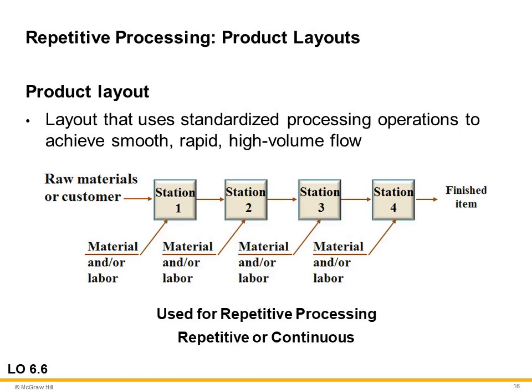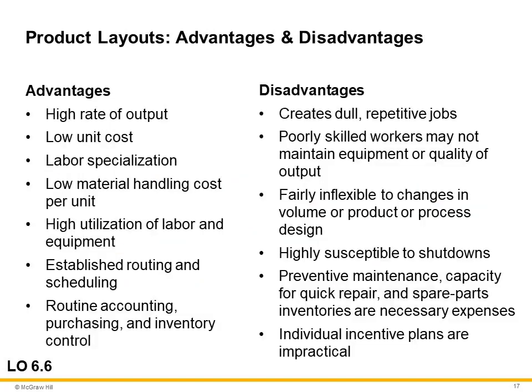Product layout. Product layout is a layout in which we have standardized processing operations to achieve a super fast flow. We have serial stations to work on raw materials to provide the final products. This layout is used for repetitive processing or assembly lines. There are advantages and disadvantages for product layout. I just mention a few of them.